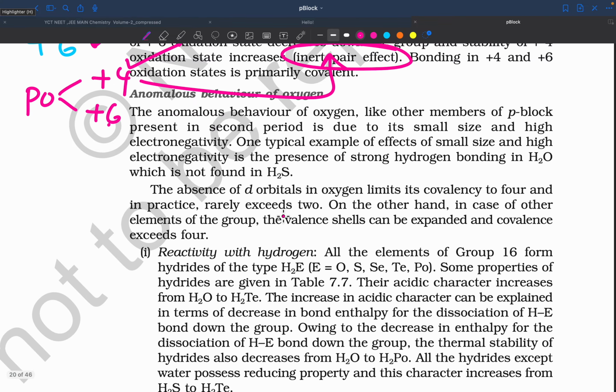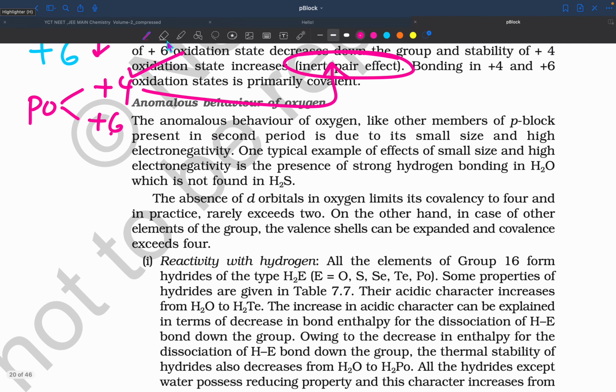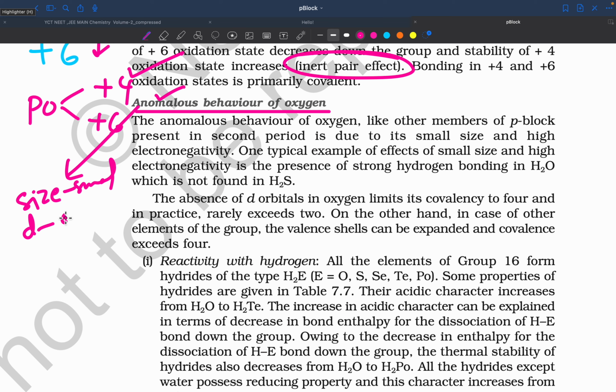Right. Now we'll see the anomalous properties of oxygen. We know that the first element of every group shows some anomalous, abnormal behavior. The reason for all of these is the same: small size and lack of d orbitals. These are the two major reasons. We'll see this here also.